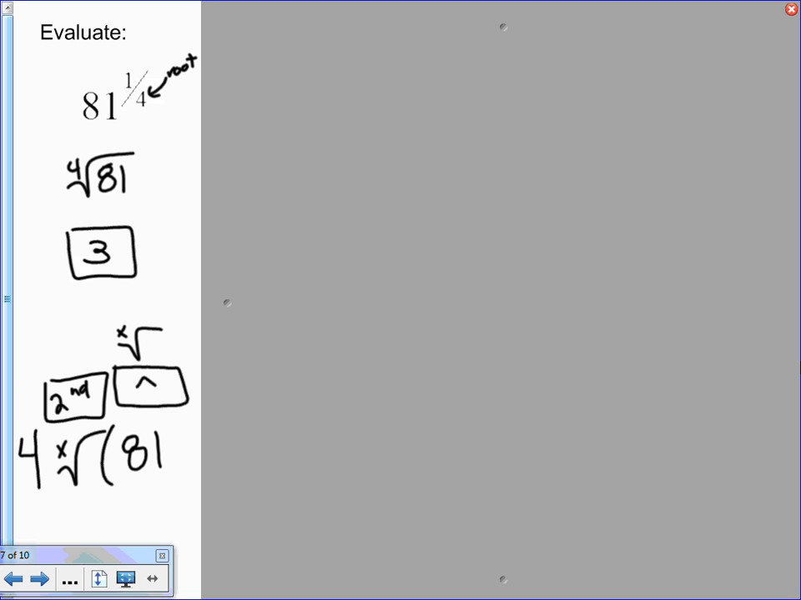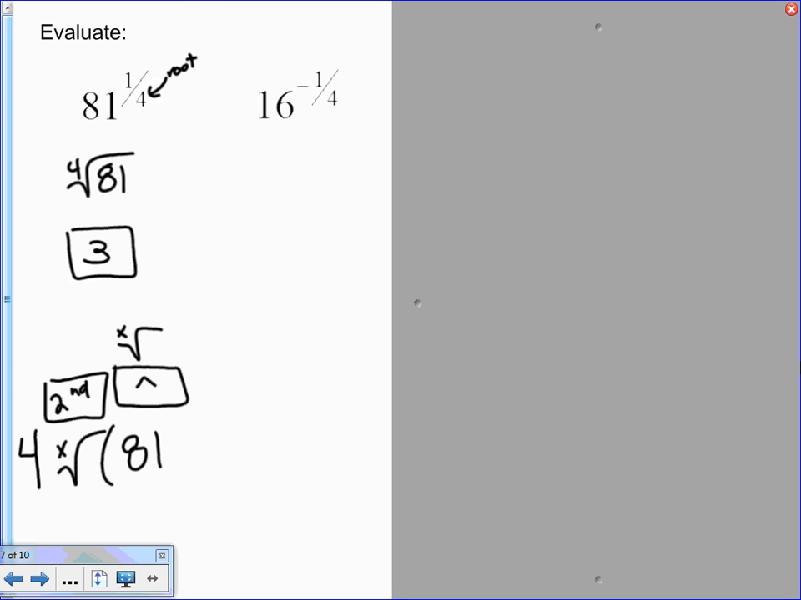Okay, let's do 2 more. 16 to the negative 1/4. Ooh, this one's hard. Not hard, but easy to mess up. What's weird about this one? It has a negative exponent. Remember from our discussion yesterday, negative exponents do not make anything negative. What do negative exponents do? They flip what they touch. So does the 16 flip or does the 1/4 flip?